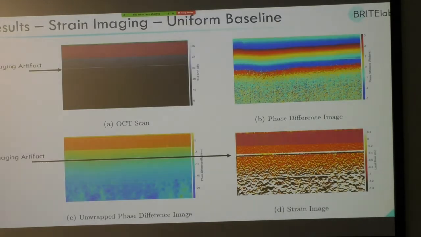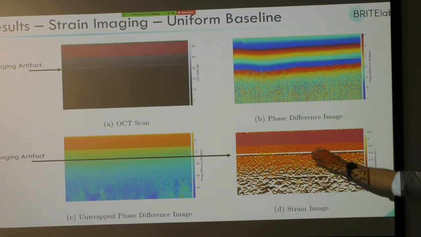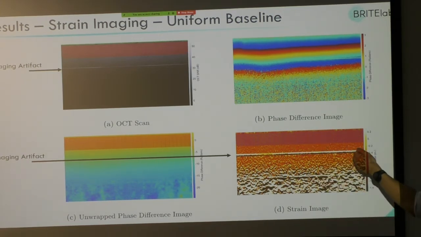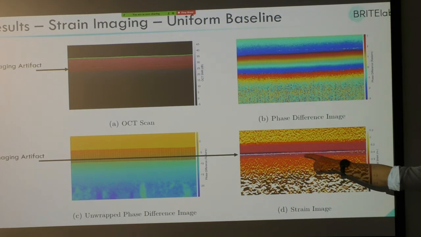So let's just get to the results. So this is just a uniform, flat phantom that I looked at. There's this imaging artifact that pops up, and this is just due to the OCT system. And so when analysis was done across this region of interest, again 500 micron, it actually gets removed because it does fall within the region of interest for some of the images.